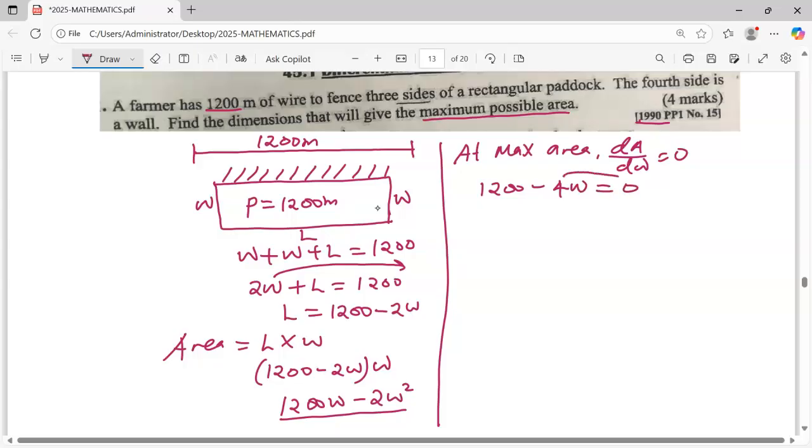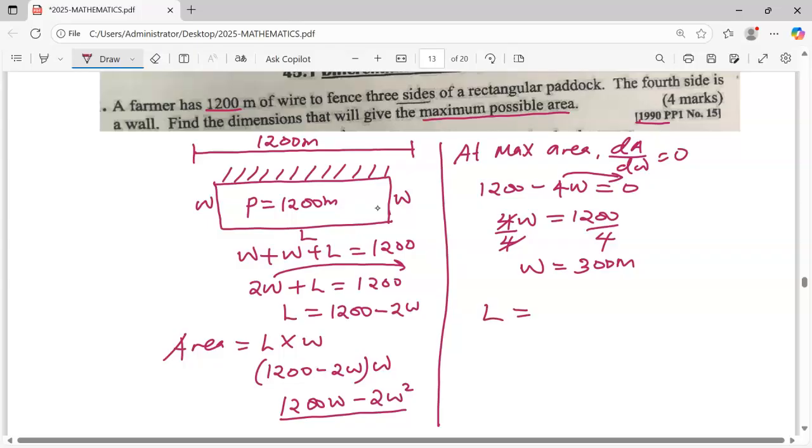If you move minus 4W to the other side, it becomes positive. That means 4W will be equal to 1200. If you divide both sides by 4, 4 and 4 will cancel, which brings us to W being equal to 300 meters. With the width in place, we can get the length.